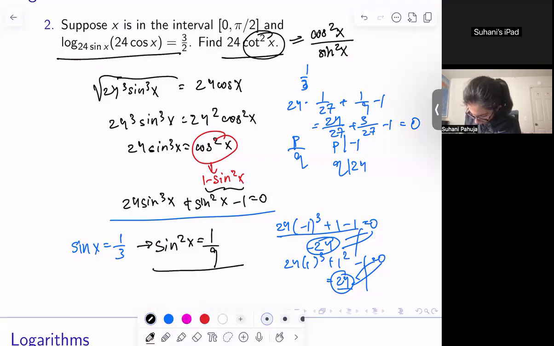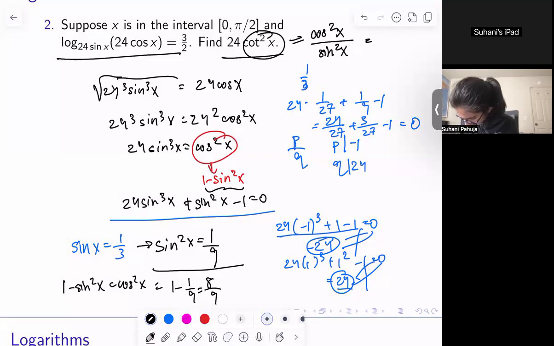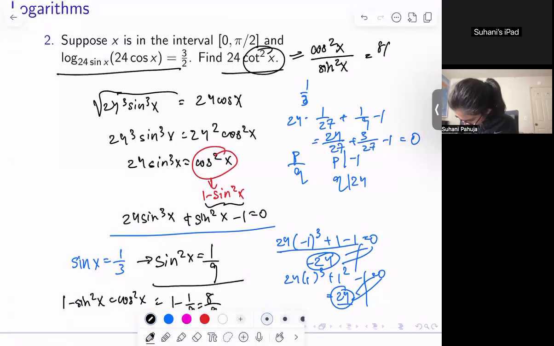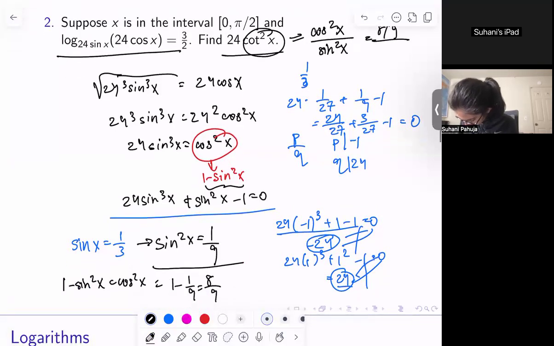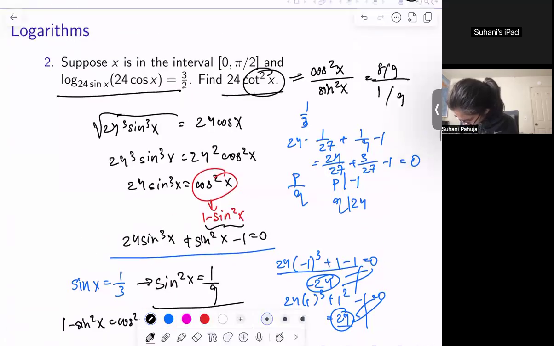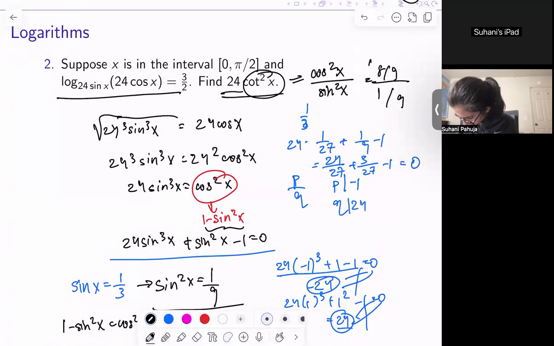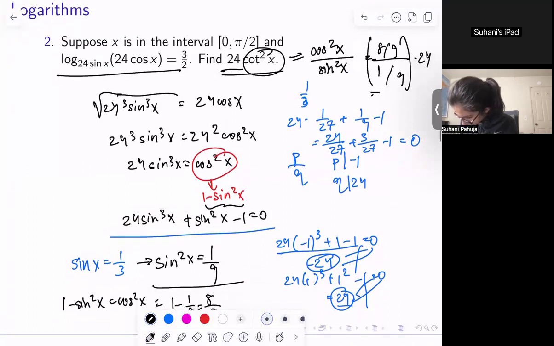And then what I can do is 1 minus sine squared x is cosine squared x. And that value is 1 minus 1/9, which is 8/9. So we get 8/9 over 1/9 for sine squared x. Except this is 24 times cotangent squared x, so we can multiply this by 24, and we should get 24 times 8, which is 192 as our final answer.